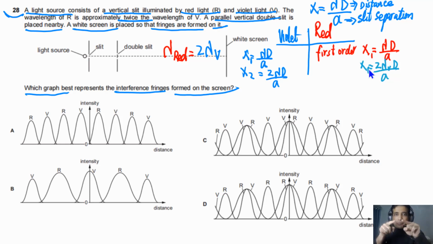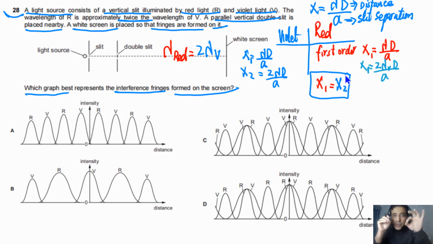So this is what this is telling us. In this case I can also write down x1 is equal to x2. So I can say that x1 is equal to x2 means, for the violet, it simply means that where we see the first order of red, at the same position we will see the second order of violet, and that's the point you need to understand. If you got this point, now we can find the answer.